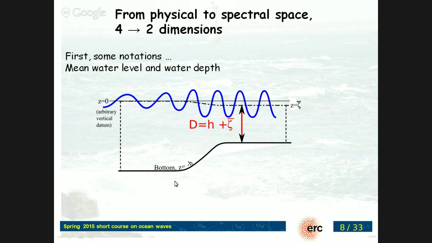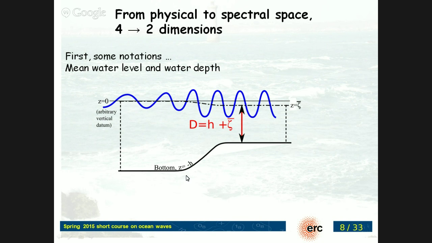Relative to this datum, you have a bottom which is at elevation z equals minus h, all right? And then the mean sea level is something, so the sea level elevation, I call it zeta. And so my mean sea level is z equals zeta bar. So the bar is the average, the time average, okay?